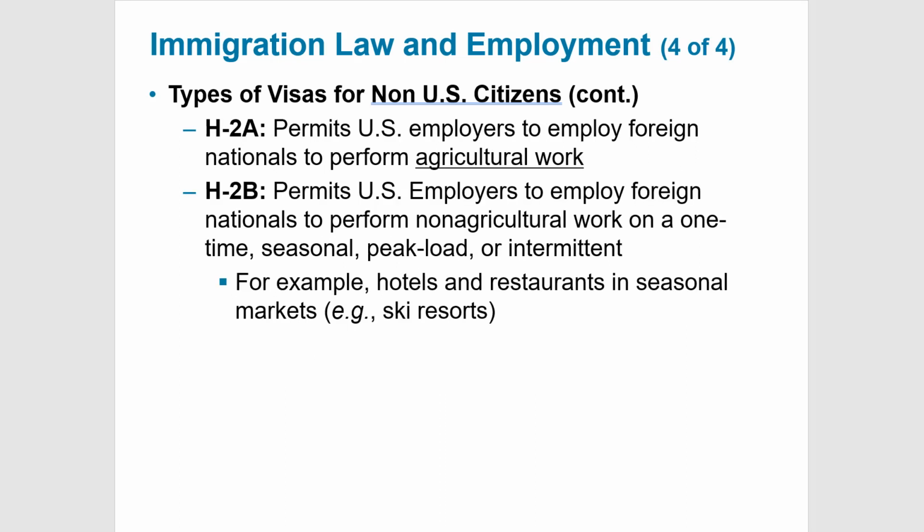And then we have H-2A and H-2B visas, which are maybe the ones that we hear about most often. The H-2A permits employers to bring in foreign workers to perform agricultural work, and the H-2B is for seasonal work that's non-agricultural. So bringing in people not to become U.S. citizens, not for them to stay here forever, but for them to come in and perform some type of specific job or for a specific season before returning back home.